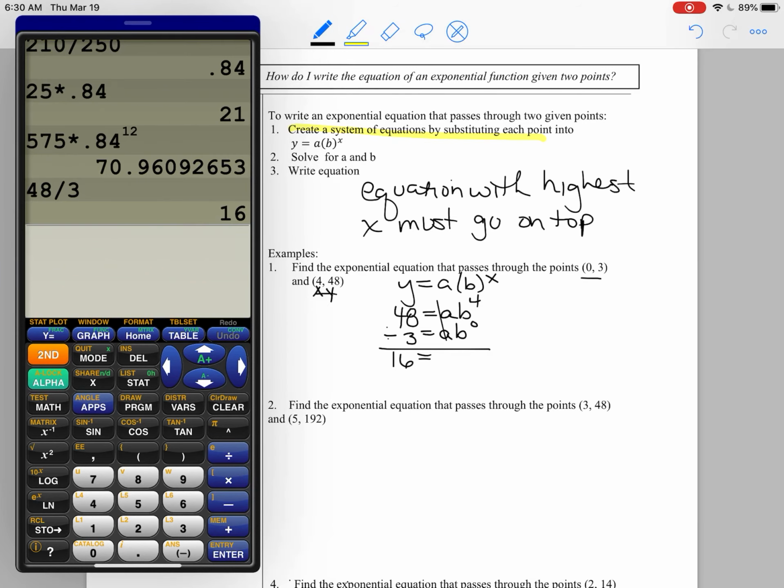If you remember, when dividing exponents, you subtract. Okay? So 4 minus 0 leaves me with b to the 4th. Now's where our calculator is going to come in. To get rid of the 4th power, just like if you're trying to get rid of a square, you take a square root. To get rid of a 4th power, you do it to the 4th power. Do it to a 4th.